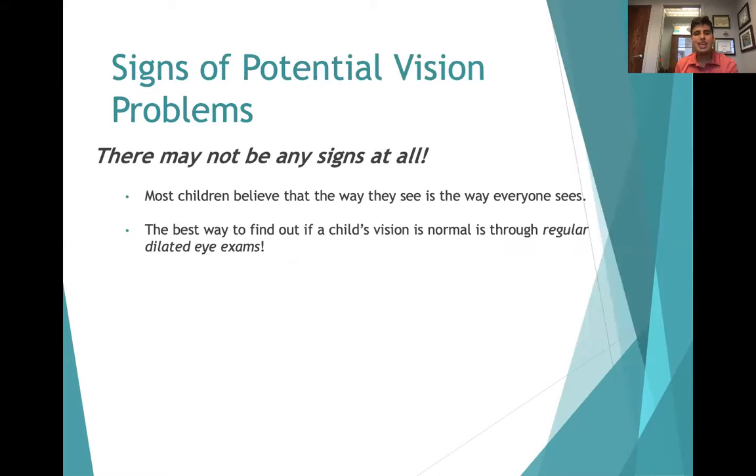There may not be any signs at all, despite all the signs that we went through. Most children believe that the way they see is the way everyone sees. So the best way to find out if a child's vision is normal is through regular dilated eye exams.